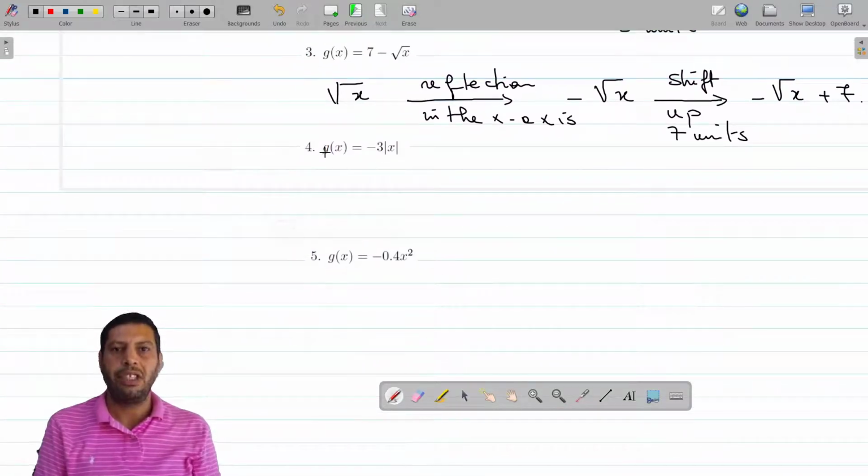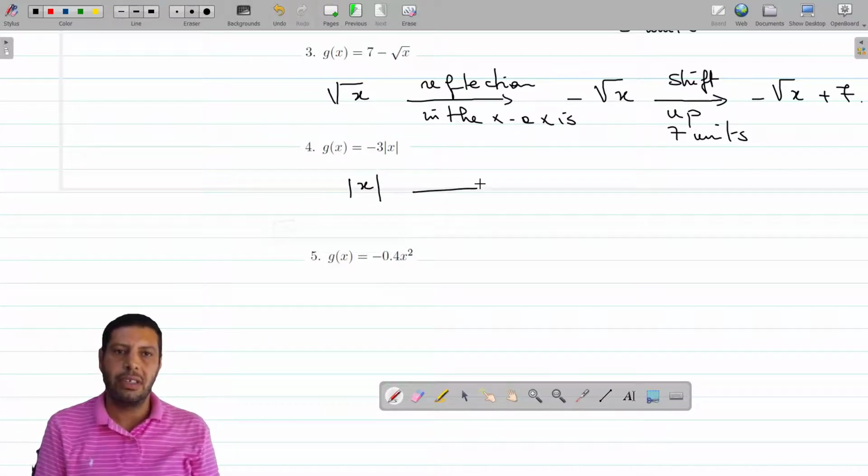Now let's move to number 4. In number 4, we have g of x equals negative 3 times the absolute value of x. Here we have a multiplication by 3, and the minus sign is a reflection in the x-axis. So we have a reflection and a stretch by 3.